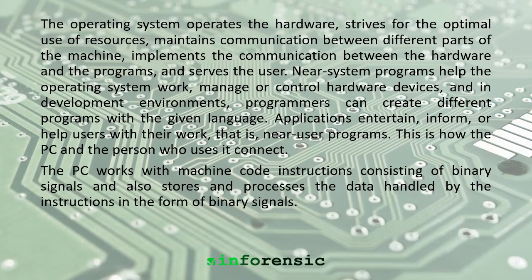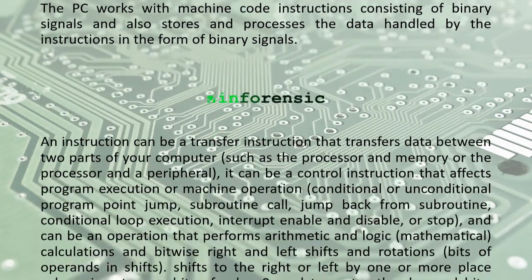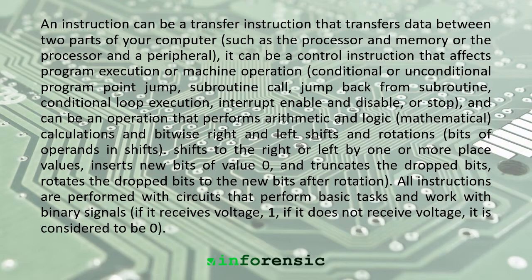The PC works with machine code instructions consisting of binary signals and also stores and processes the data handled by the instructions in the form of binary signals. An instruction can be a transfer instruction that transfers data between two parts of your computer, such as the processor and memory, or the processor and a peripheral.